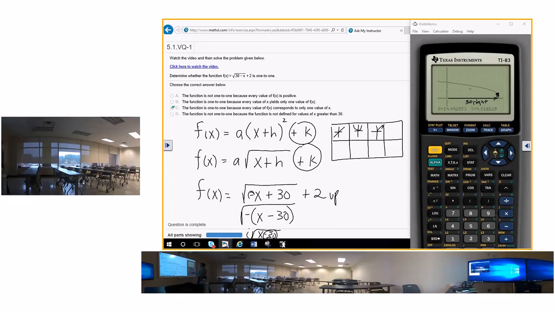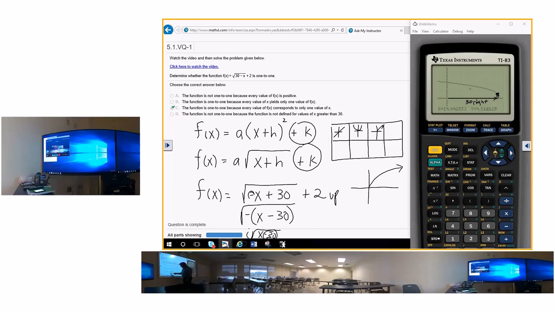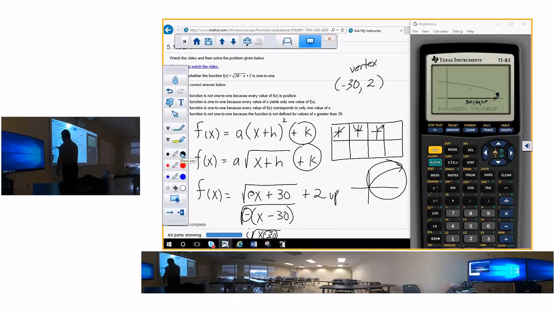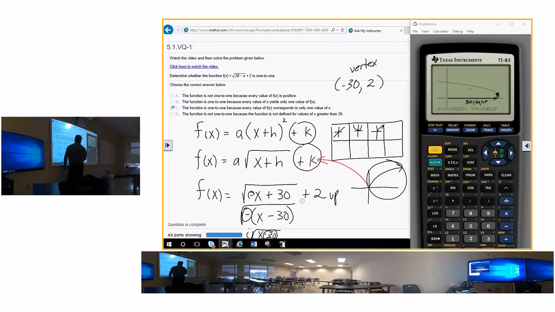Why is it going the opposite way of your family of graphs? The family of graphs says the square root function goes like this. Why is it going the opposite way? Because of that negative. So if you wanted to graph this, your vertex is at 30 and positive 2. It's going to look like the family of graphs, only instead of this, it's going to look like this. I'll do it in red, since it's the opposite of the family of graphs. We move it 30 to the right, 5, 10, 15, 20, 25, 30, and 2 up. So that's what the graph looks like.